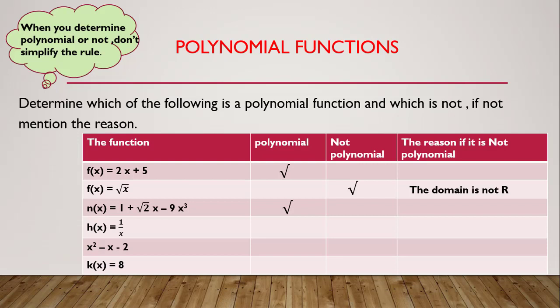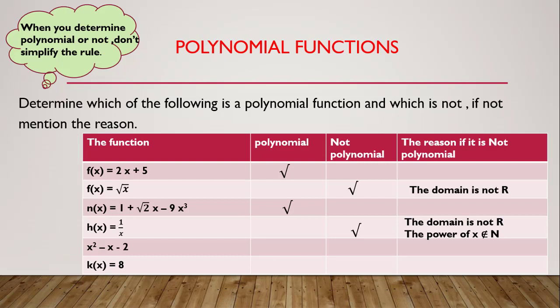h of x equals 1 over x. Of course, the domain here equals R minus 0. So the domain is not R. So this is not a polynomial function. And the power of x is negative 1. So the power doesn't belong to the natural numbers. So this is not a polynomial because the domain is not R and the power doesn't belong to the natural numbers.